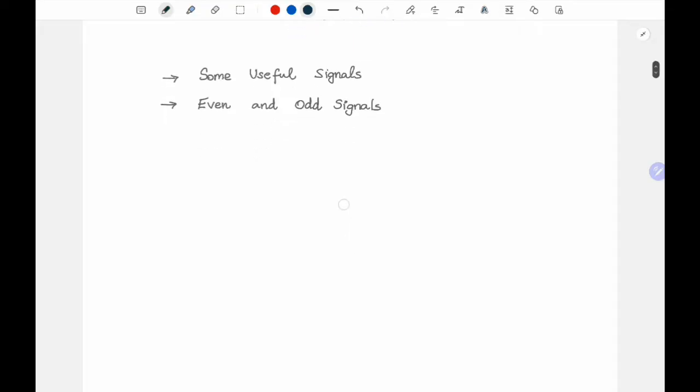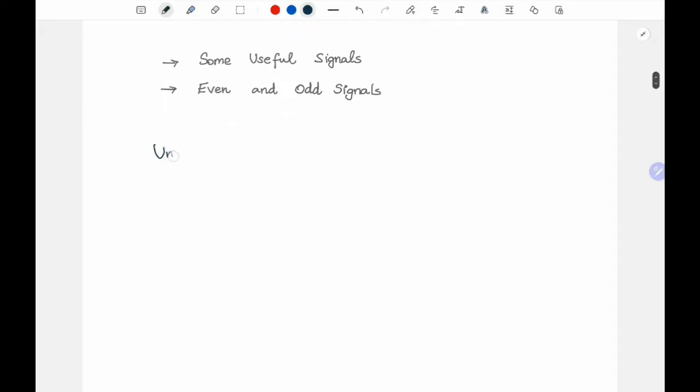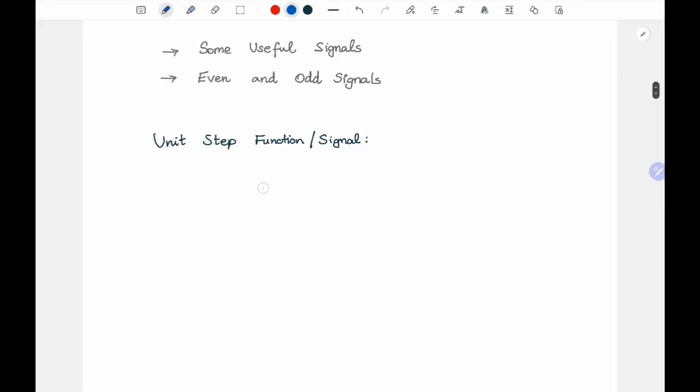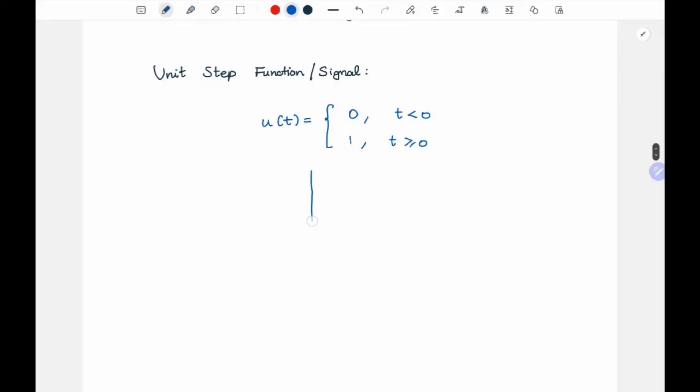First, let us look at what is called a unit step function. We can also call it a signal. In our discussion, since we are considering signals mathematically as functions, we can say function and signal are synonymous. It is represented as u of t, and it is defined as 0 for t less than 0 and 1 for t greater than or equal to 0.